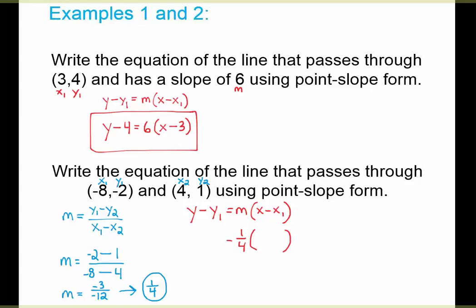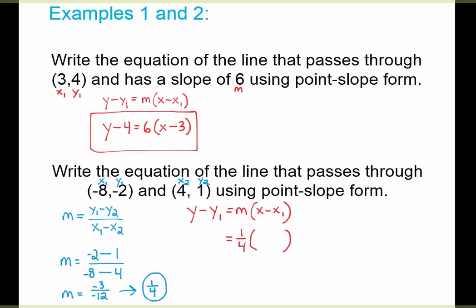Now there is something to think about here. Which point are you going to choose? You can do (-8, -2), or are you going to choose (4, 1)? And it's important for you to know that it does not matter which point you choose. Half of you will choose the first point, half of you will choose the second point, and both equations are correct. Both equations are equivalent. They actually mean the same thing. So we're going to write two different answers here, but you only need to have one if you were doing this for a quiz or a test.